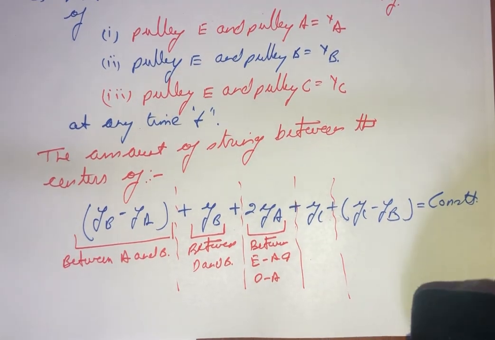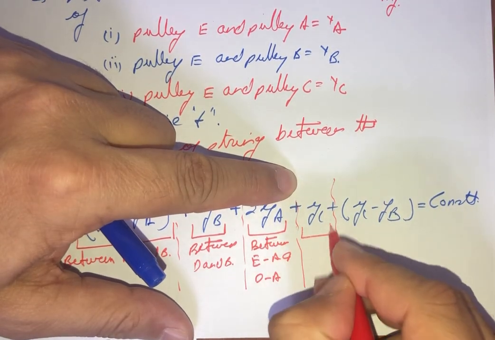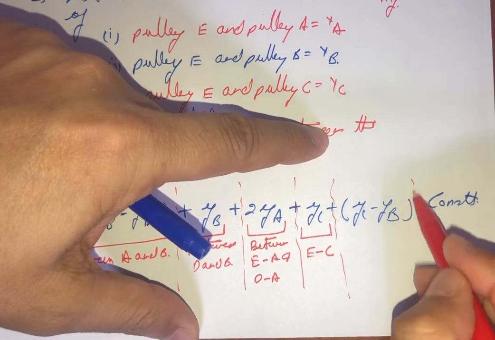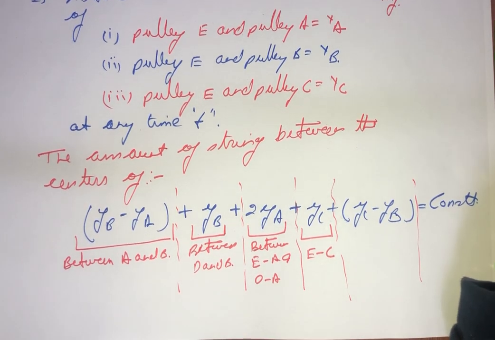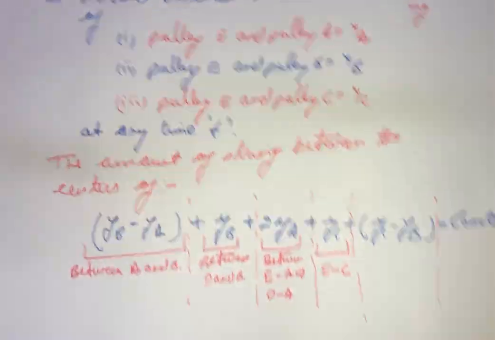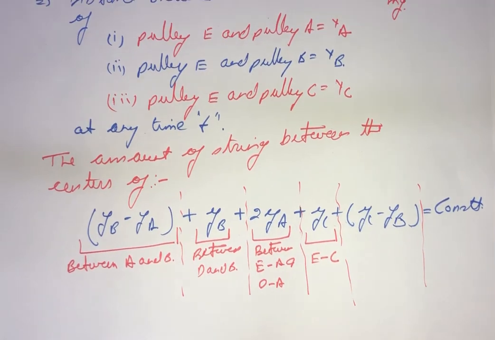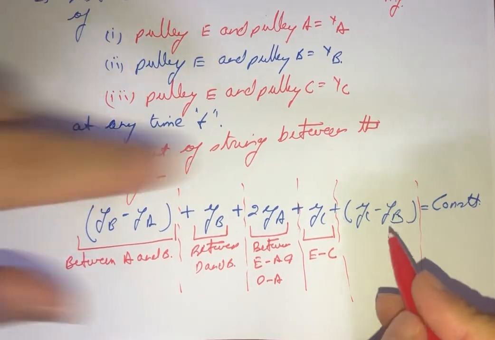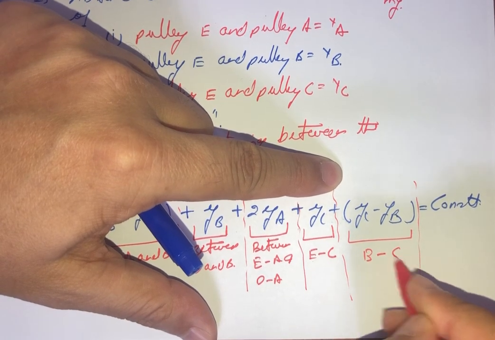Next is our YC. So YC we can clearly see is nothing but between E and C. So we can say this is between E to C. And last is our YC minus YB, sorry. Next is our YC minus YB. So this is between B and C. Okay, so this string is between B and C.